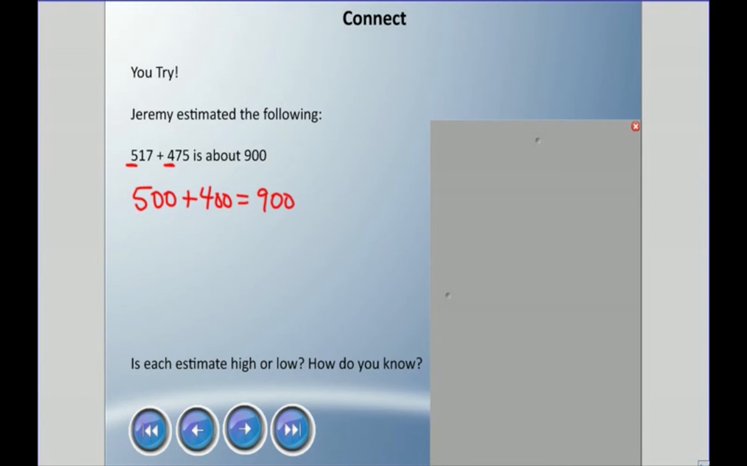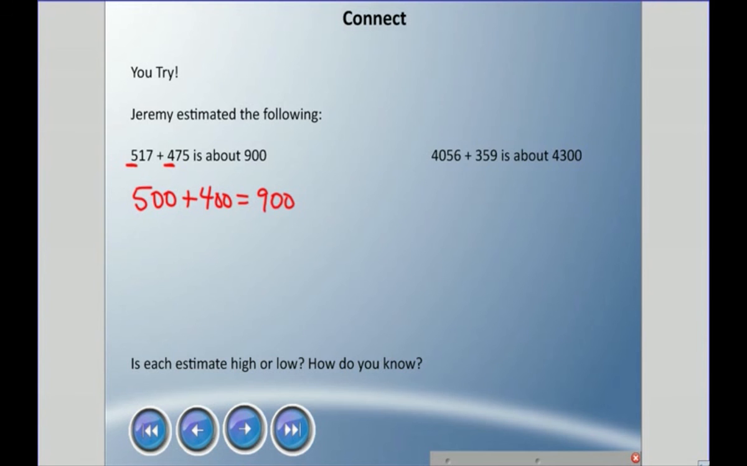Well, because he is so far off on that 475, I'm going to say this is probably a low estimate. The real answer probably, and in fact is, higher than 900. But it's still a good estimate. Okay. Well, here's another one Jeremy did.